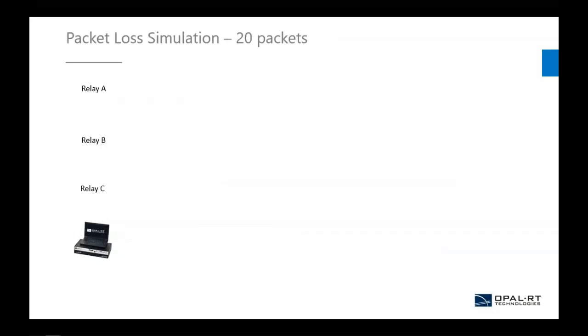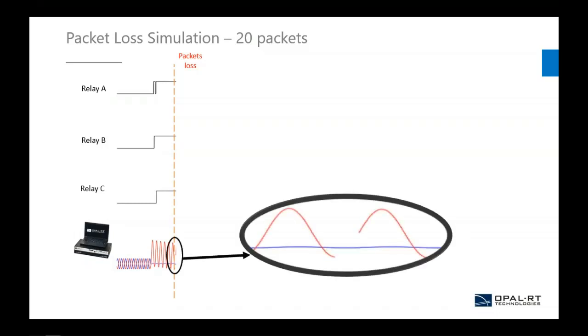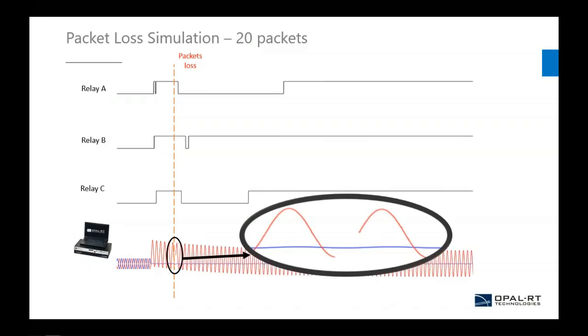Let's start with a rather dramatic scenario to show what happens when 20 packets are lost during transmission. The simulator is sending the streams to the 3 relays. A power system fault is triggered, and then we apply a loss of packets on one of the streams. You can see the missing packets here. We can observe that the 3 relays have a different behavior as a result of this data loss.